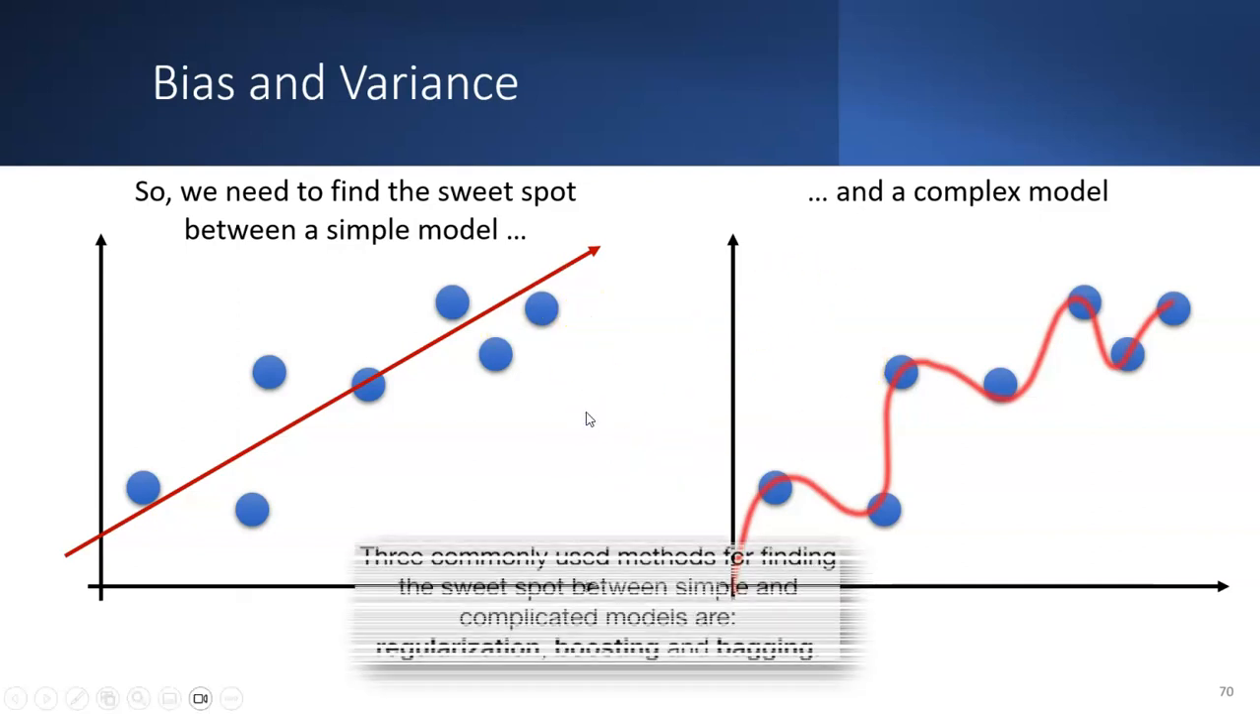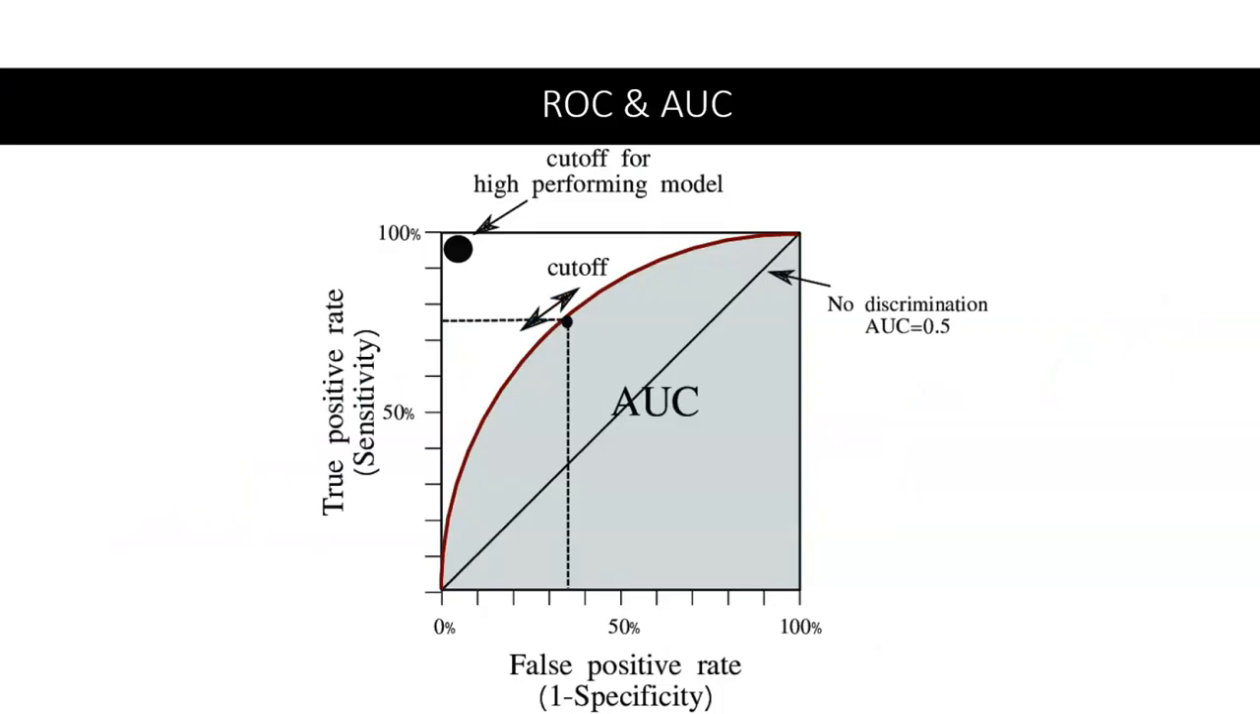Three commonly used methods for finding the sweet spot between simple and complicated models are regularization, boosting, and bagging. These three methods are very much used in machine learning.